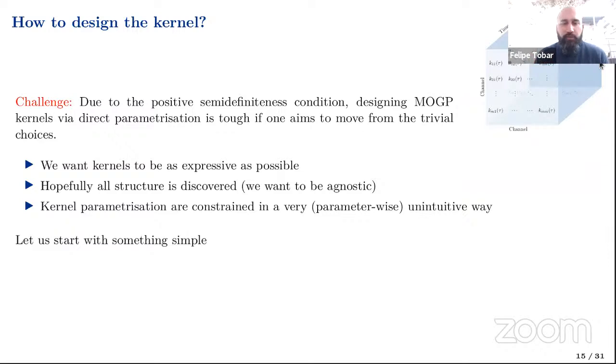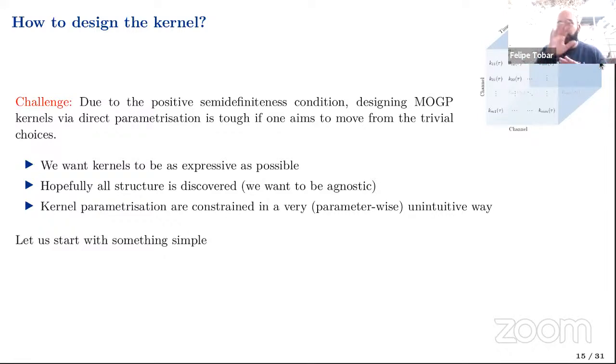As I said, this is a trade-off between the aim of having very, very expressive functions, the fact that hopefully all the structure is discovered, so we want to be agnostic about the covariance design, and also that the kernel parameterization is constrained in an intuitive way. I mean, someone might disagree with the unintuitive way, right? Because it's very intuitive. The matrix is to be positive definite, positive semi-definite. But if you try to understand what that restriction means in the parameters, it's unintuitive, right?